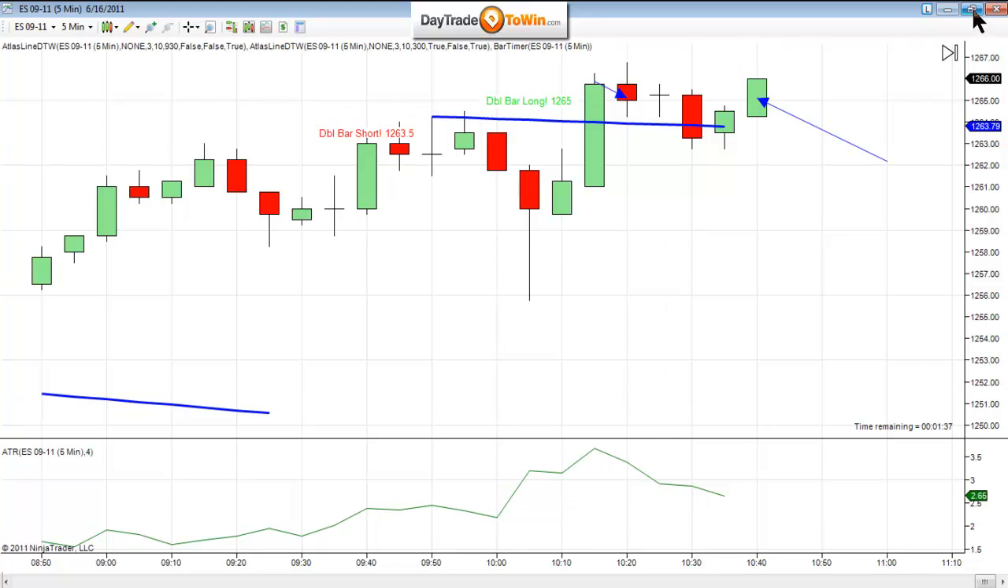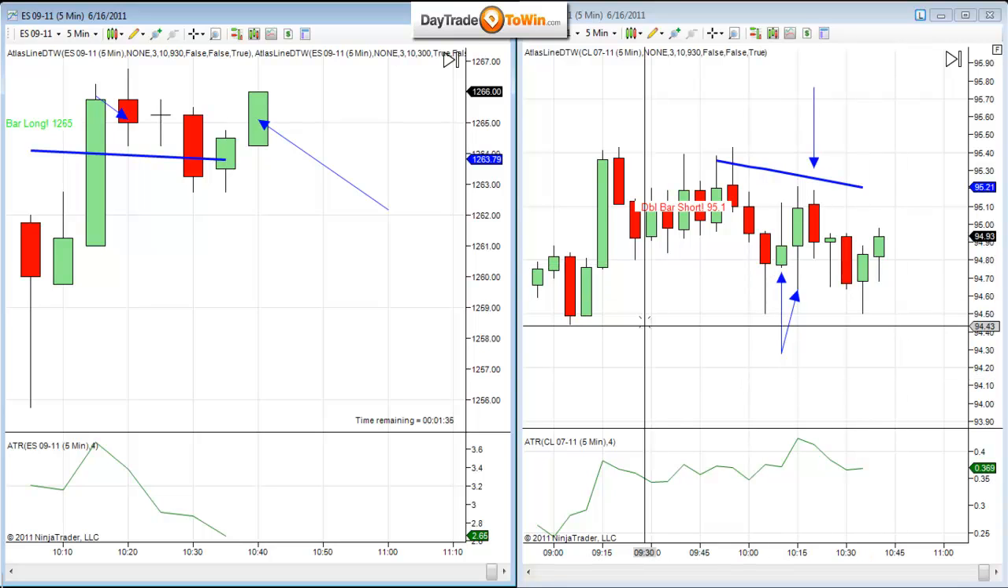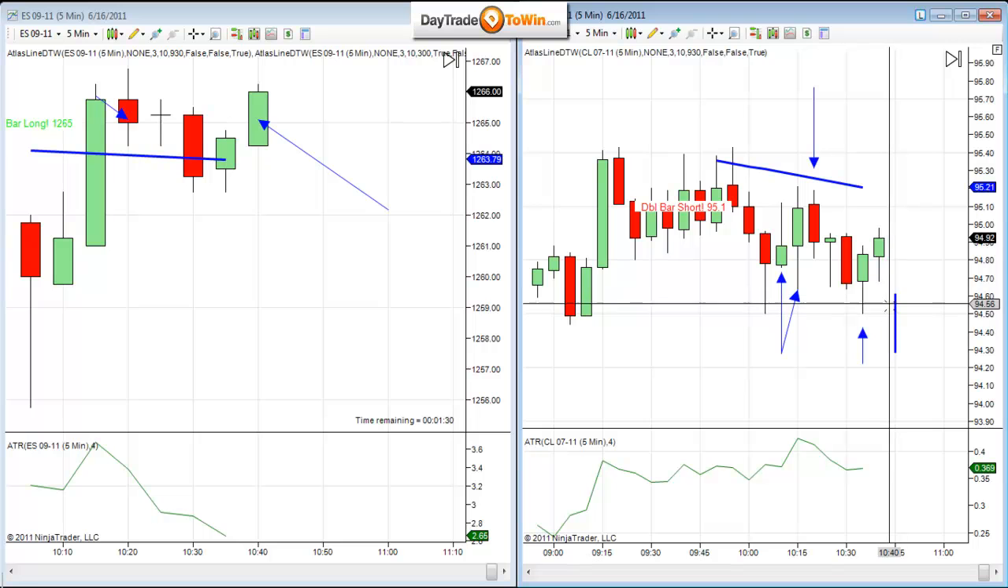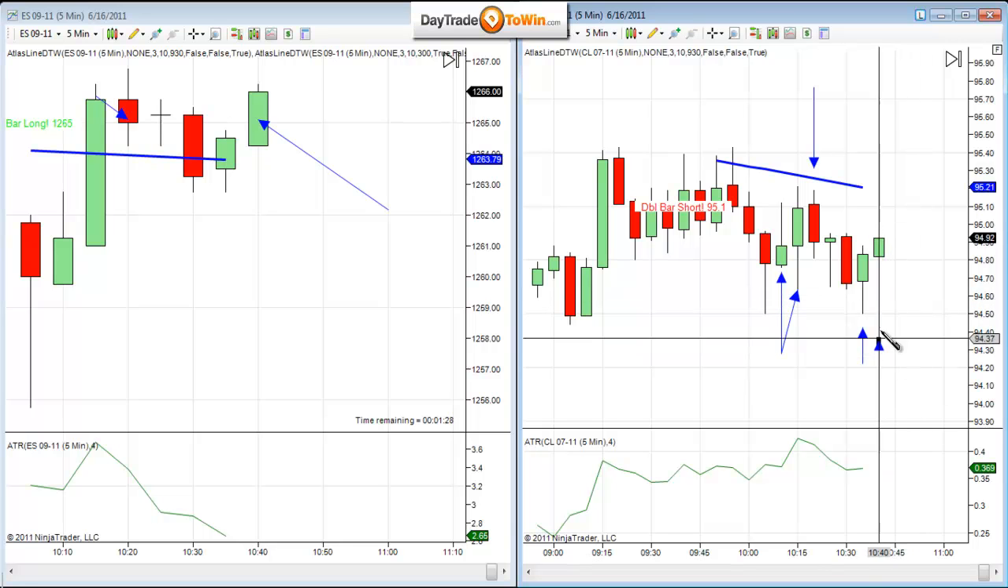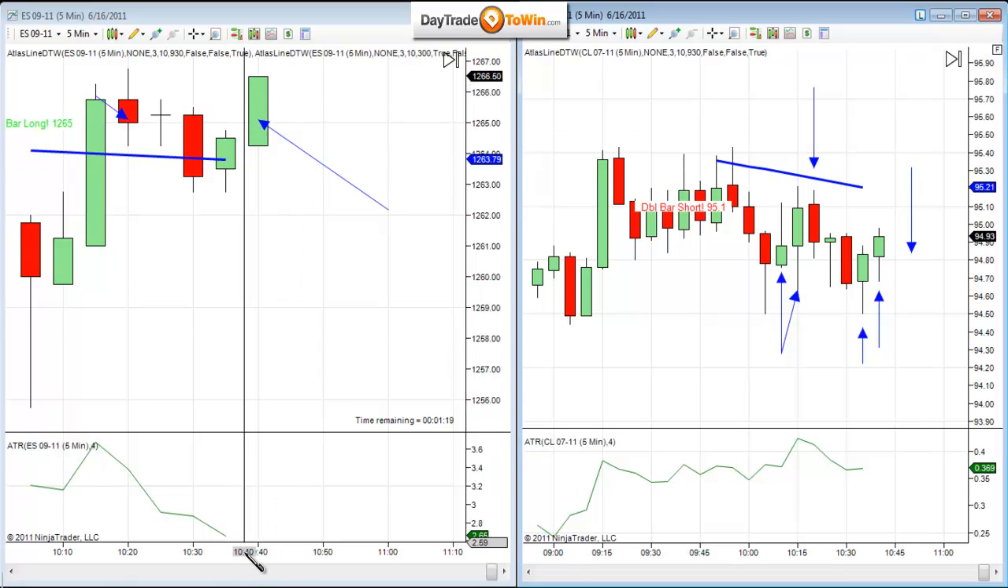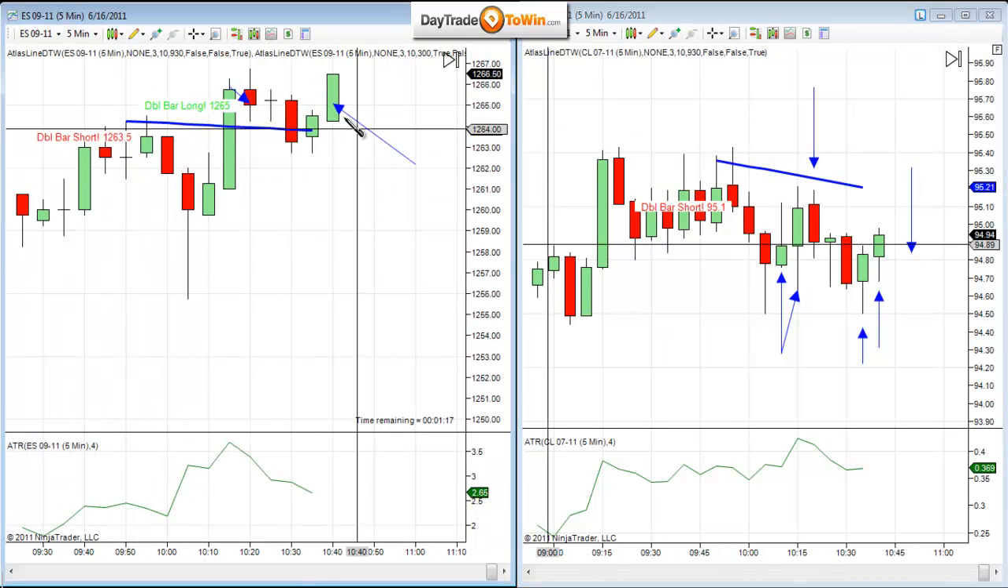All right, we have here the E-mini. Let's see if we get that long. We have the crude oil, possible another Atlas line pullback right here. Remember, wait for this to close, wait for confirmation of price, follow the price. It's your best friend. It's a leading indicator. Here's the E-mini, here's the crude.